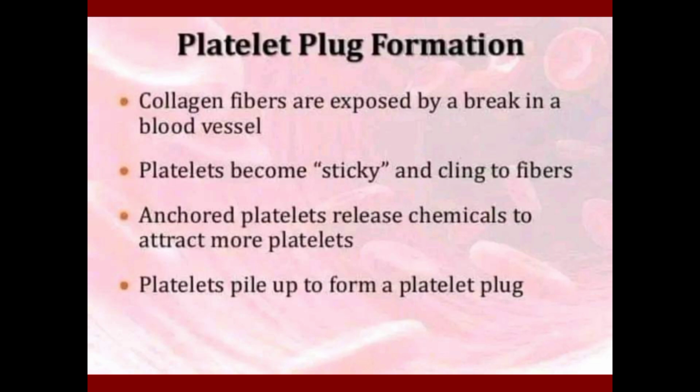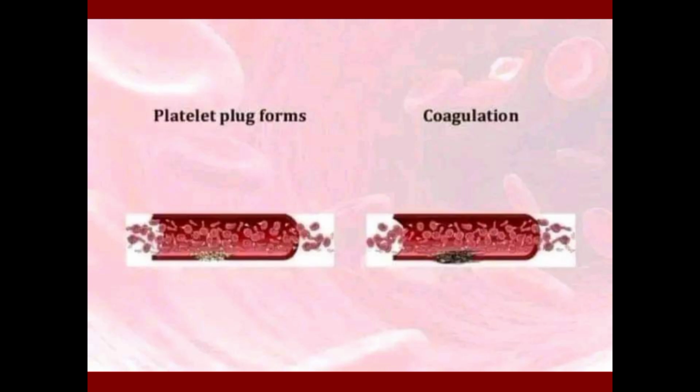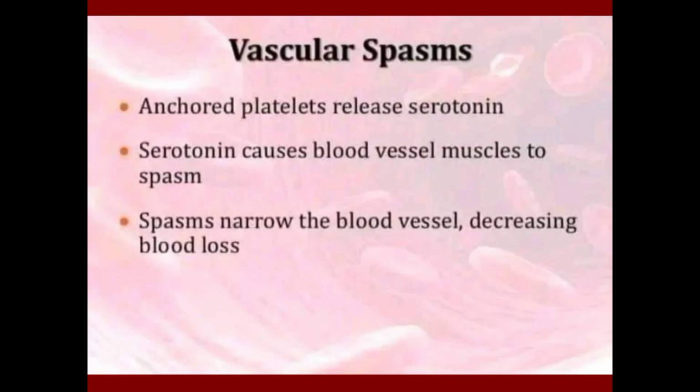The first step of hemostasis is platelet plug formation. Collagen fibers are exposed by a break in the blood vessels. When blood vessels are broken, collagen fibers are exposed. Platelets become sticky and cling to the fibers. This anchors platelets, which release chemicals to attract more platelets. Platelets pile up to form a platelet plug. This is called platelet plug formation. The picture shows platelet plug formation, and on the right-hand side it will be coagulation.